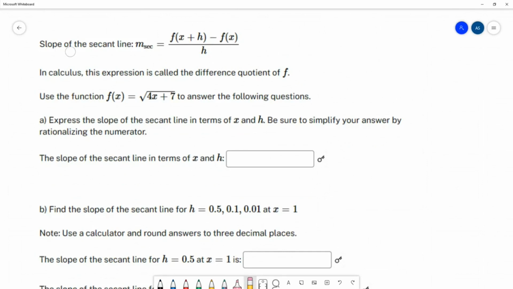On this question, we want to find the slope of the secant line, which is f of x plus h minus f of x over h. This is one form of the secant line, which allows you to have x and h in the equation. We're going to calculate the slope of the secant line using the function f of x equals square root of 4x plus 7. So we're going to use this way of writing the slope of the secant line so that we can have it in terms of both x and h.